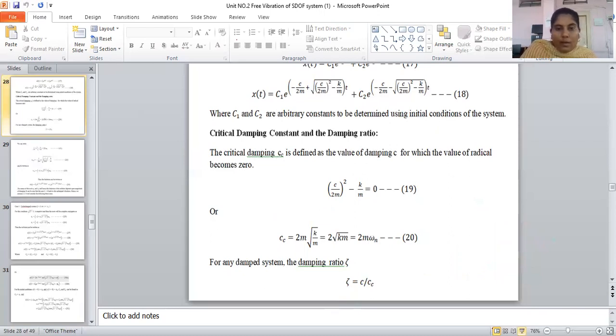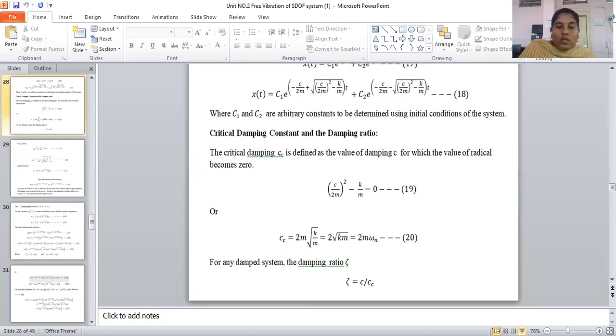So in the under damped vibration system, the S1 value will now be minus zeta plus i into root of 1 minus zeta square into omega n. S2 will be minus zeta minus i into root of 1 minus zeta square into omega n. So that will be the S1 and S2 values. And now x of t becomes C1 into e raised to S1 t plus C2 into e raised to S2 t.